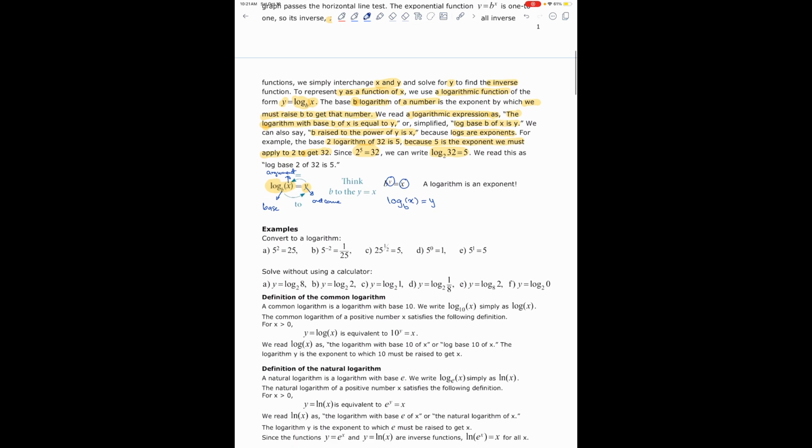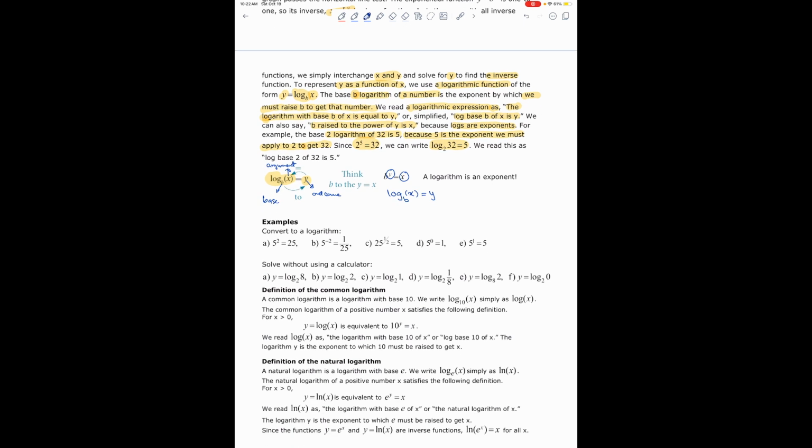Let's try some of these problems. Convert to a logarithm the following equations. The first one, 5 to the second power is 25. We know that this is logarithm base 5 of 25 equals 2, which means if you raise 5 to the second power, you will end up with 25. So that is what this means.